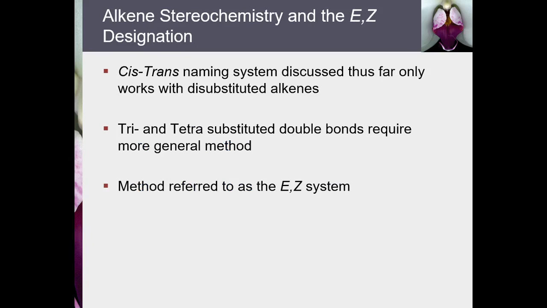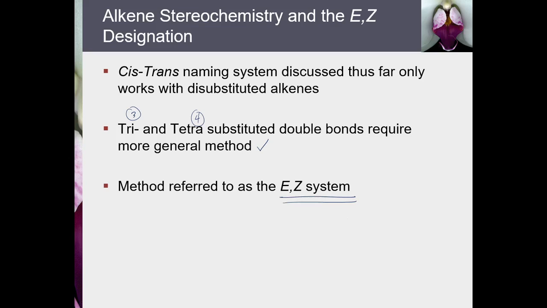So, yung cis-trans isomer naming system na na-discuss natin will work only for di-substituted alkenes. Ngayon, paano naman kung dun sa meron kang tri or tetra-substituted? When say tri, meron kang tatlo o meron kang tetra, 4 substituents in the double bond. And it will require a more general method in naming. So we will refer this method as the E-Z system.